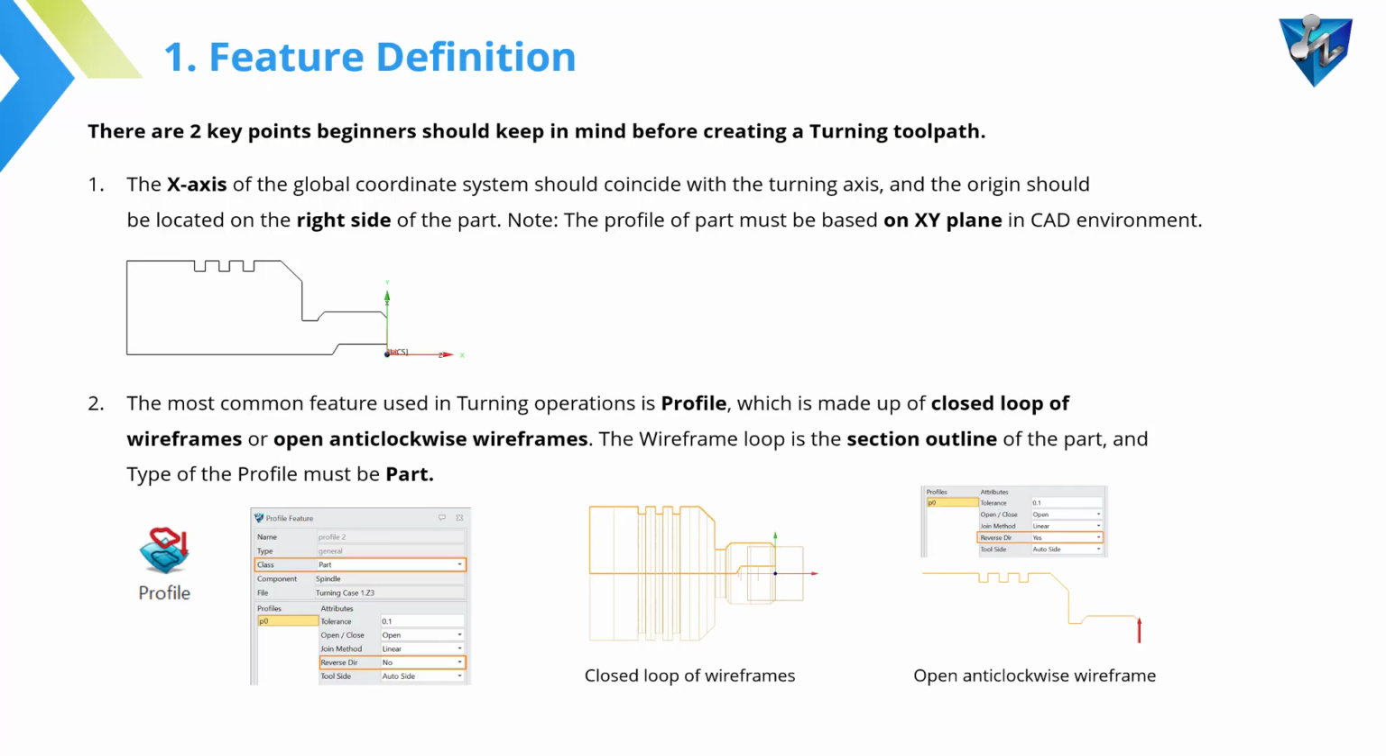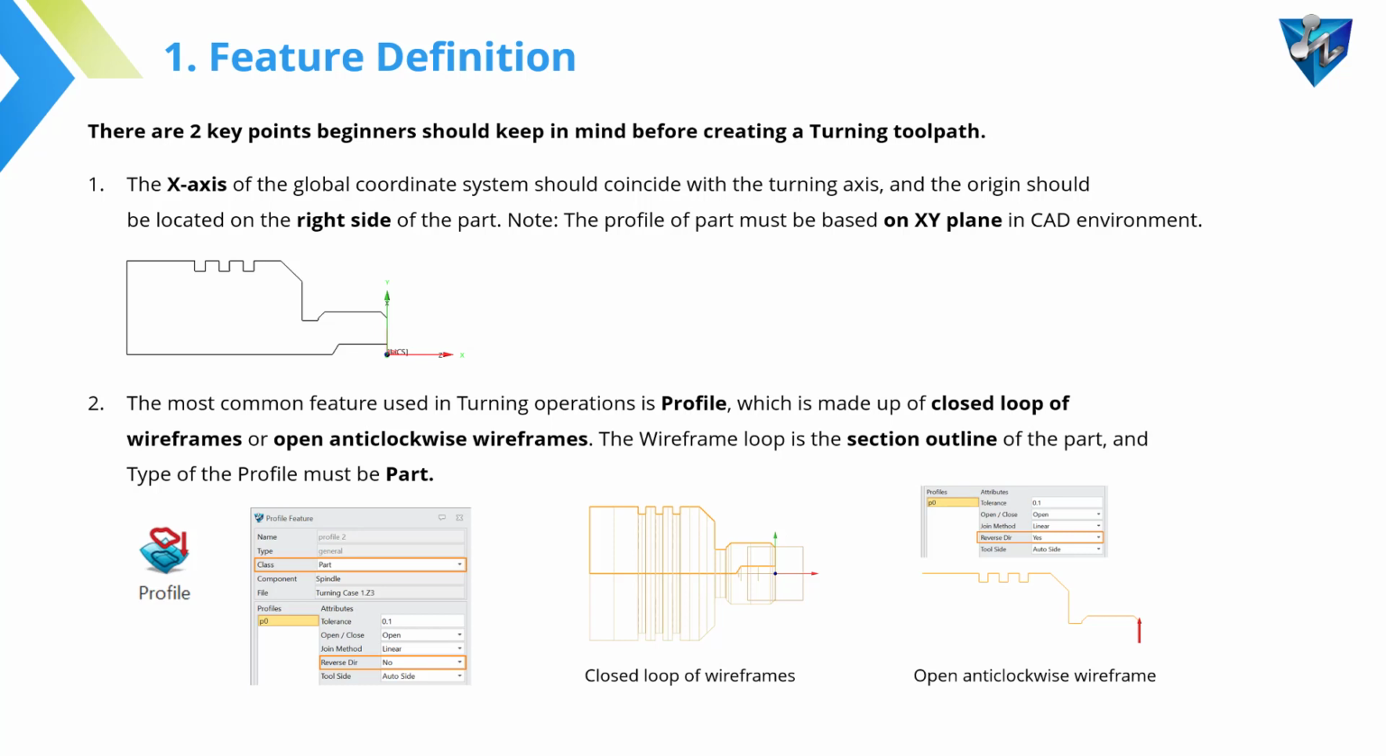Before we jump into our learning journey, there are 2 important points to remember before creating a turning toolpath. First, ensure that the x-axis of the global coordinate system aligns with the turning axis, and the origin should be positioned on the right side of the part, just like in the picture shown below.